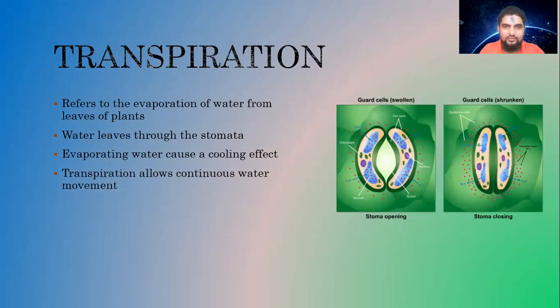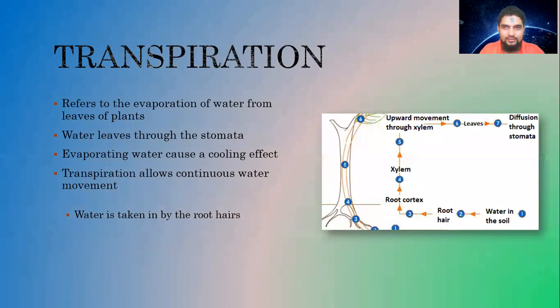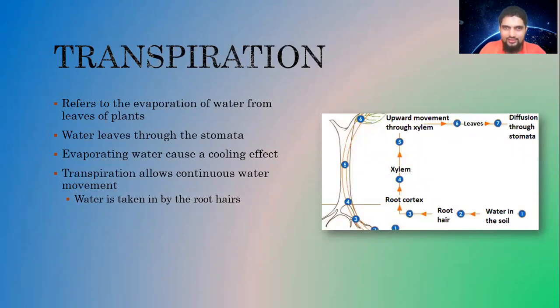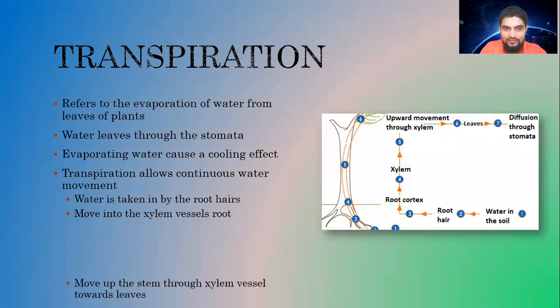Transpiration allows continuous water movement, and this diagram is explaining it. We do not have to go into a lot of detail at this moment, but the biology students especially will have to understand this in more detail. So the water is taken in by the root hairs, and you can see that at number 2 in the diagram. That's referring to the root hair. From the root hair, the water will move into the xylem vessels. The roots have xylem vessels, and the water moves into the xylem vessels.